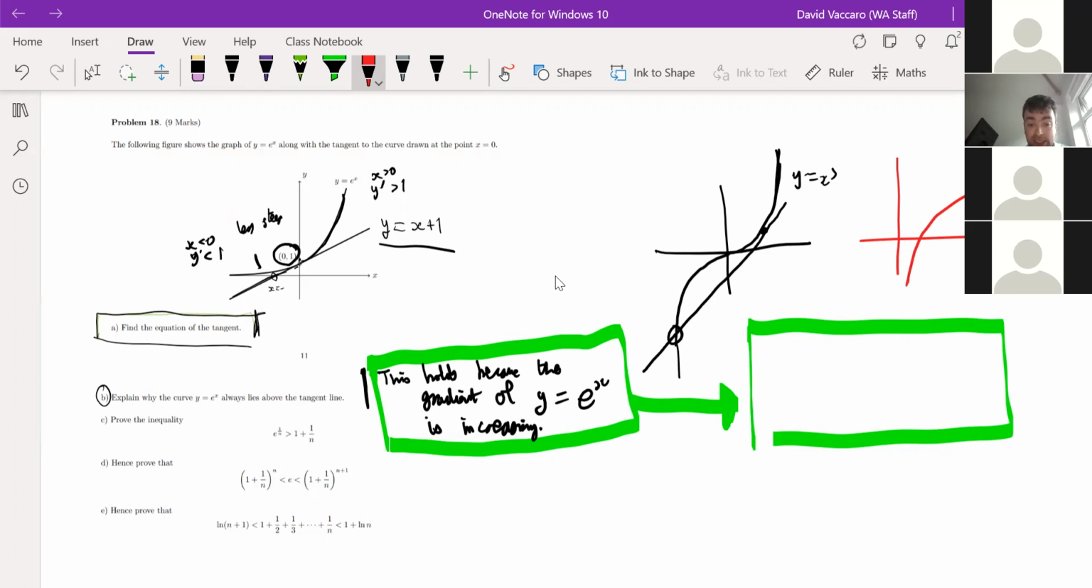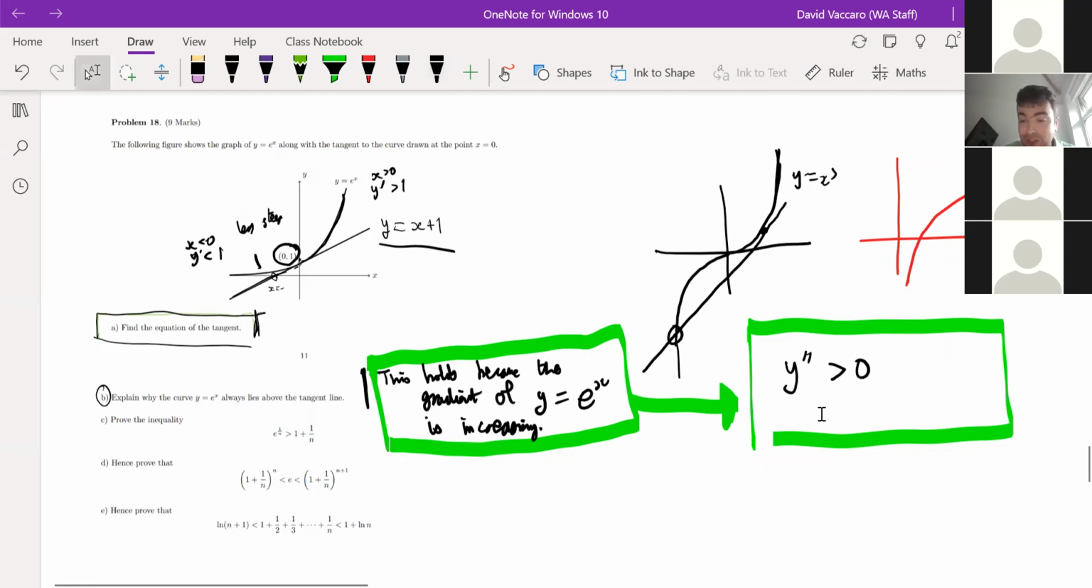Now a function is increasing if its derivative is positive. So we want the derivative of the gradient to be positive, but the gradient is the derivative. So we want the derivative of the derivative to be positive. So the reason the tangent always lies above the line is because the second derivative is positive.